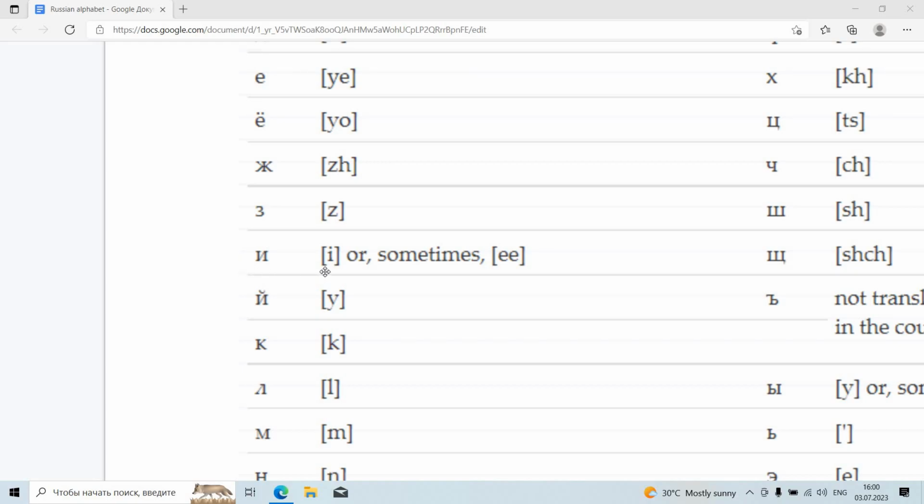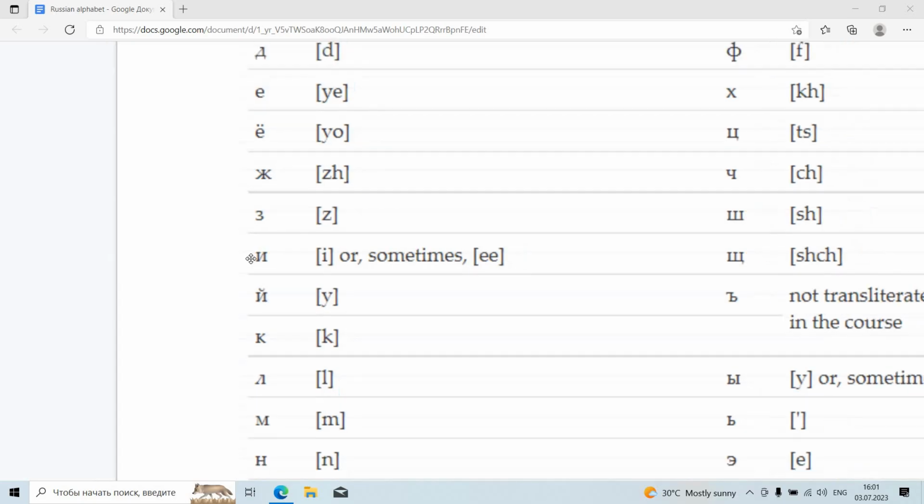E. Yes, it can be I, or it can be a little bit longer like E, right? And by the way, it's a word. It's definitely a word. It means and. So it's a letter and a word. Can you imagine that? Perfect.